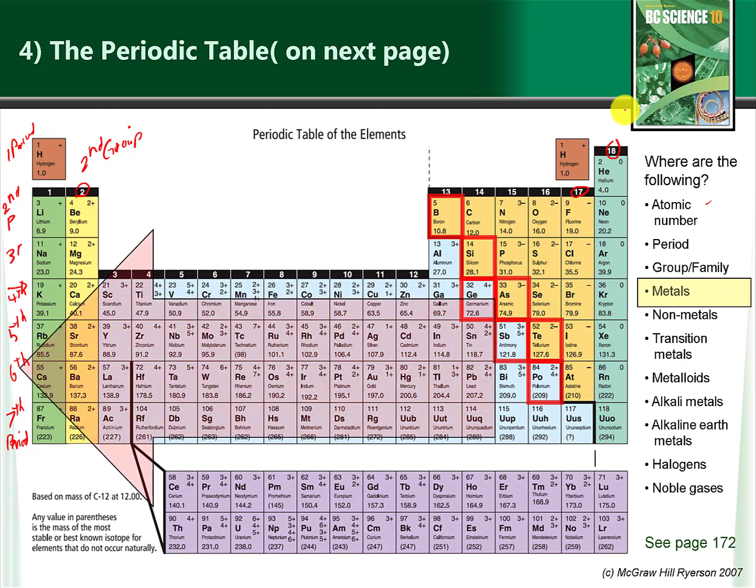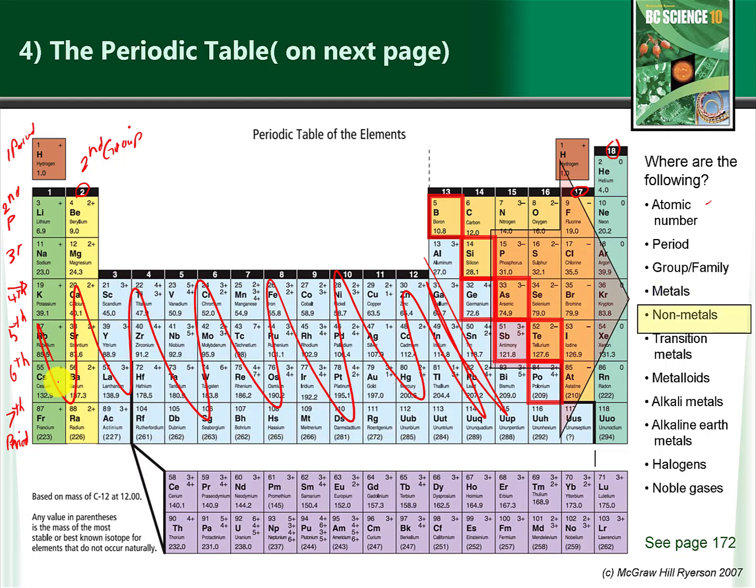Okay, metals. Metals are anything, follow my pen here, all these are metals. Anything to the left of that zigzag staircase thing down this middle. Non-metals. That's the other side of that zigzag staircase. So you're doodling all over this, whatever you need to do.